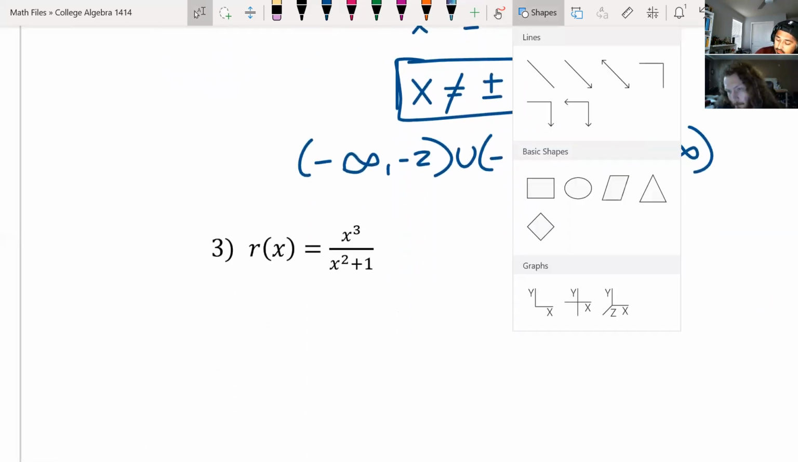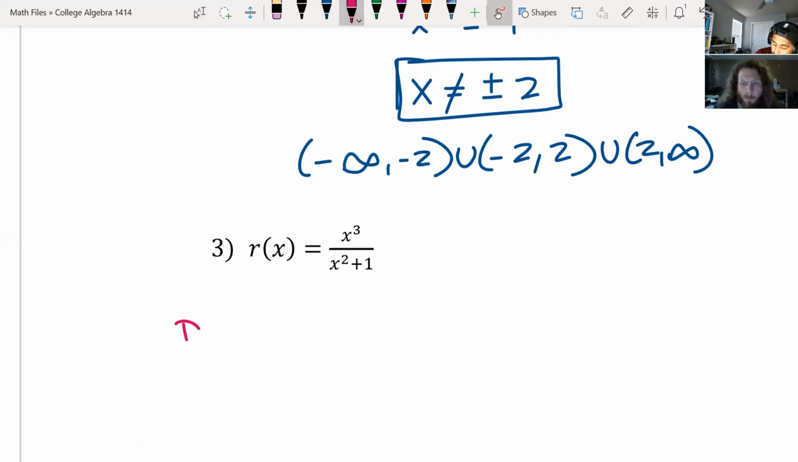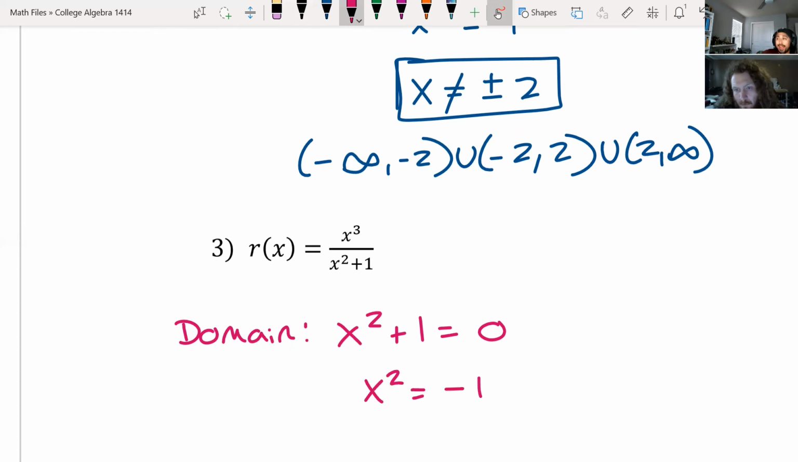Number 3, same thing. Get that domain. Take your denominator and set it equal to 0. Okay. So here you'll get x squared equals -1. And what happens if we try to solve for x? What type of numbers do we get? You get imaginary numbers. So if we get imaginary numbers, what does that tell us about the domain?